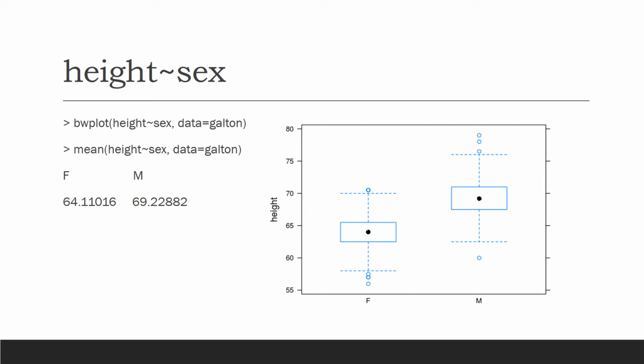So here what I did is I summarized the height variable in the Galton dataset using sex to break the children's heights into two groups. So we can see in our box and whisker plot on the right that the median height is higher among males, and that the distribution, although there's some overlap in the distributions, that males tend to have taller heights than females, and we probably know that from experience. I also summarized the mean height for each sex. The mean height among females was 64.11, and the mean height among males was 69.23.